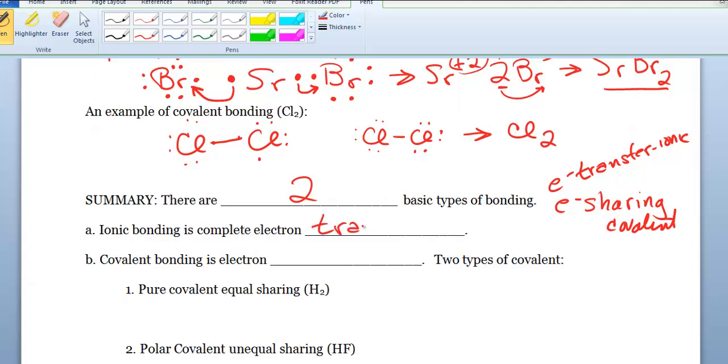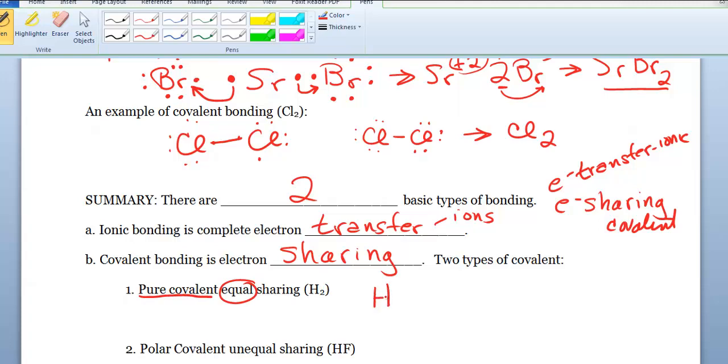So in a perfect world, we say that ionic bonding is complete electron transfer. It creates ions. Covalent bonding is electron sharing. And literally there are two subcategories. If we have pure covalent, then we have equal sharing.